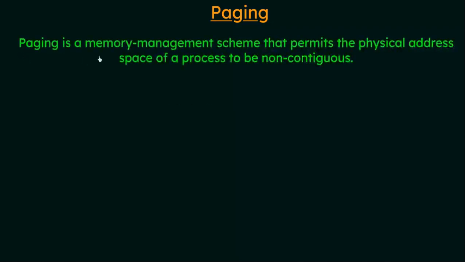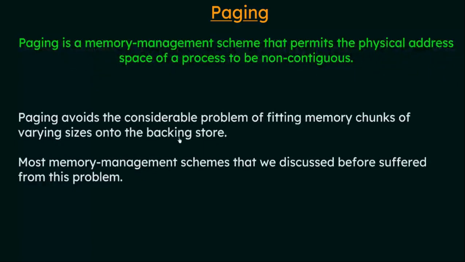Here it says, paging is a memory management scheme that permits the physical address space of a process to be non-contiguous. Till now, we have seen that we are able to allocate memory to different processes only if the memory fragments are contiguous. But paging is a memory management scheme that permits us to allocate memory to processes even if the physical address space is non-contiguous. Paging avoids the considerable problem of fitting memory chunks of varying sizes into the backing store. Most memory management schemes that we have discussed before suffered from this problem.